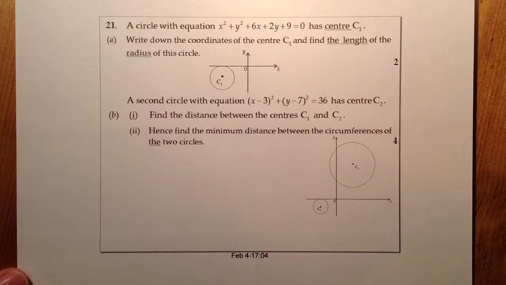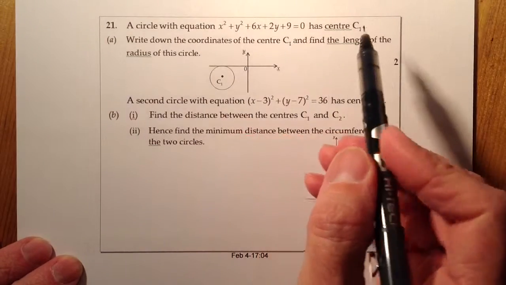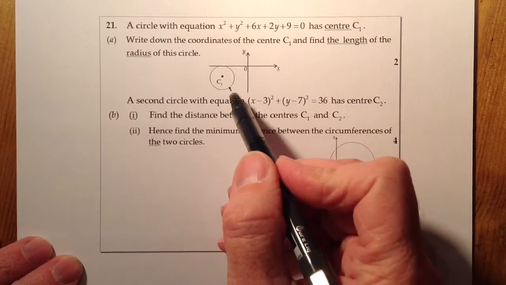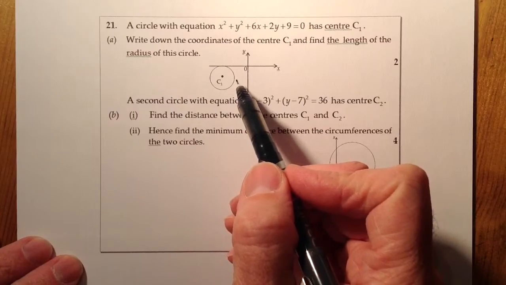This is higher homework. It's paper B and it's the non-calculator paper that we're working on here. It's question 21 and it's a circle related question. A circle with this equation here has centre C1 and we've got a diagram for it. Write down the coordinates of the centre and find the length of the radius.